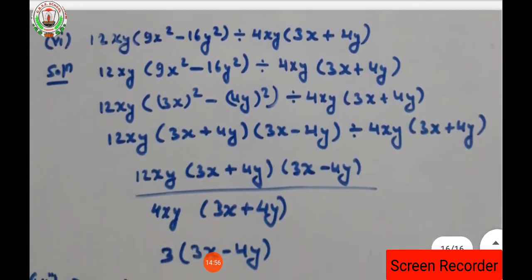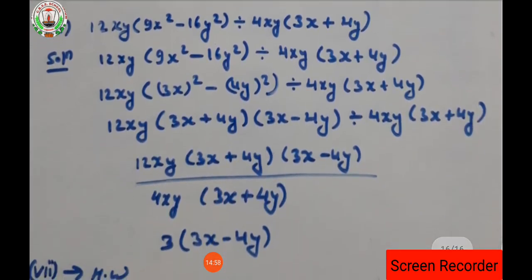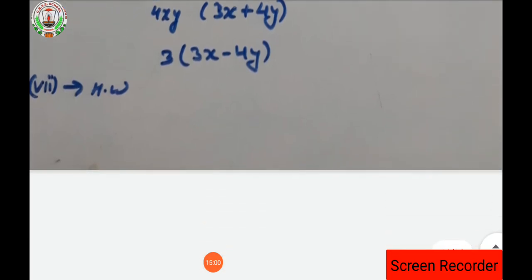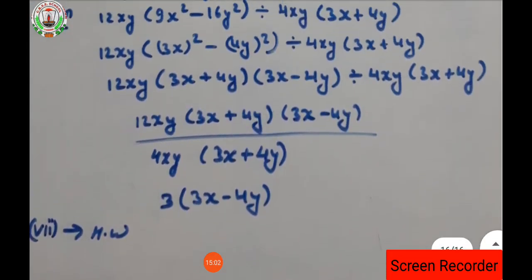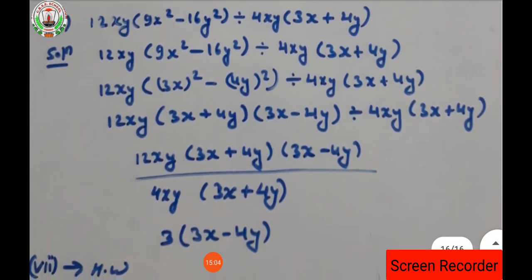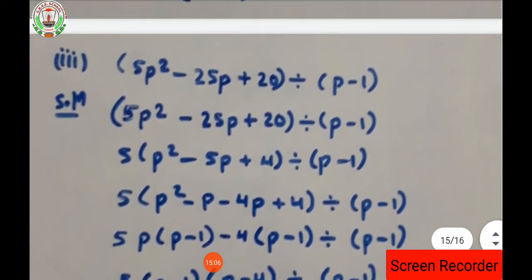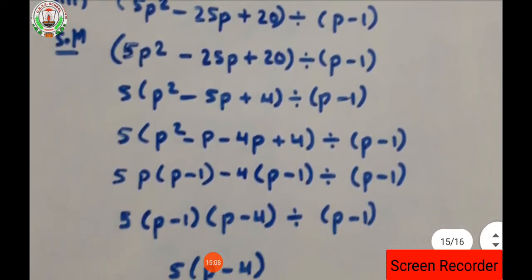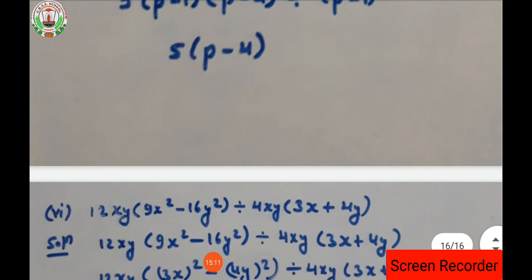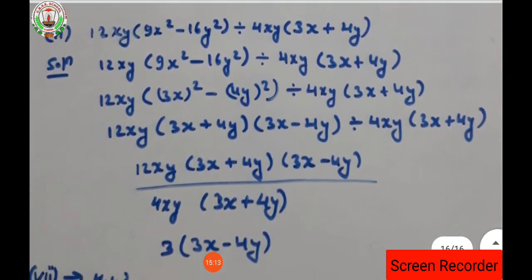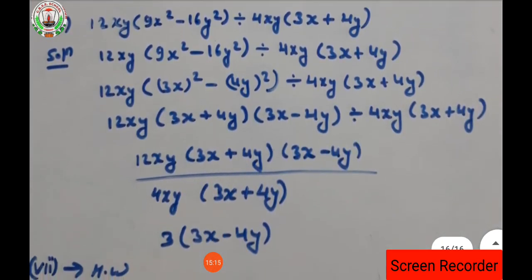Then sixth question. Before solving the sixth question, if some question parts are left, please try to solve them on your own. I think after the third part I had given the sixth part solution. So the two parts, that is fourth and fifth, try to do on your own.